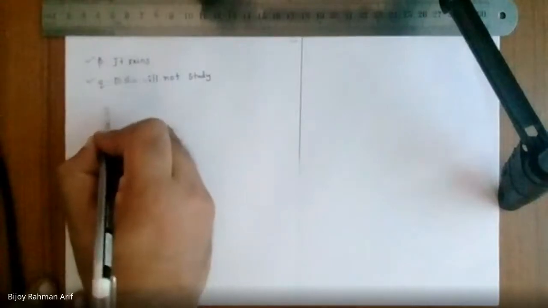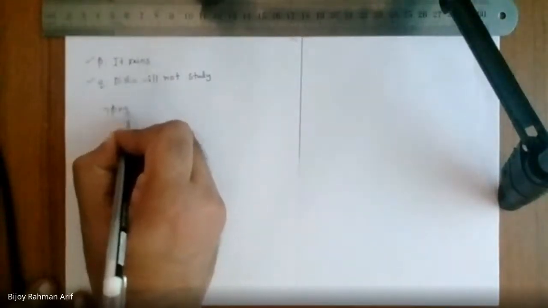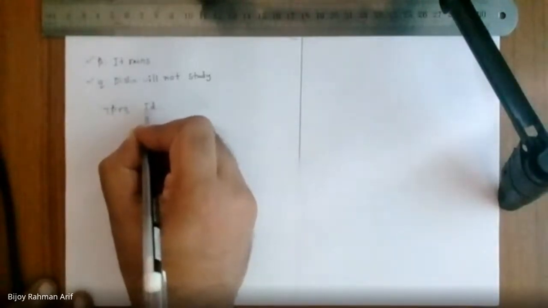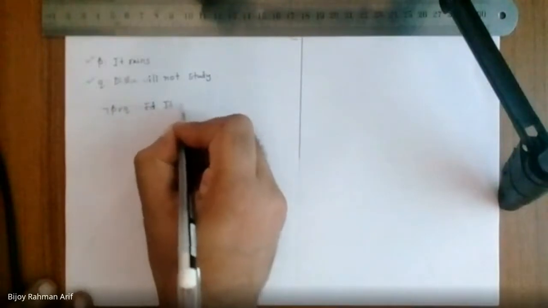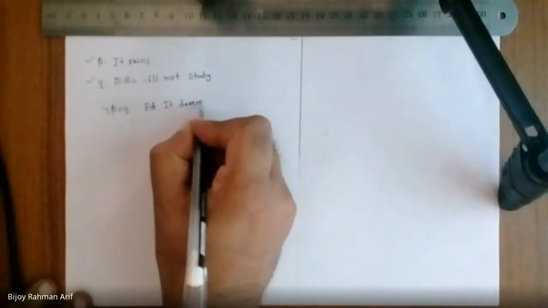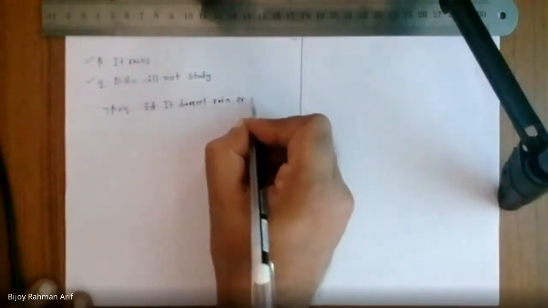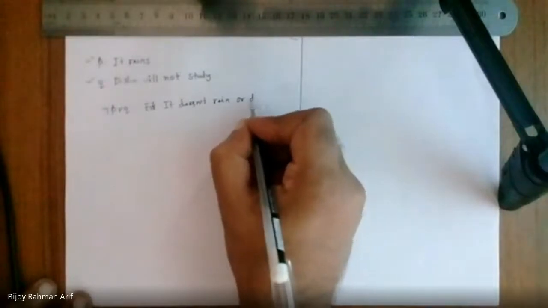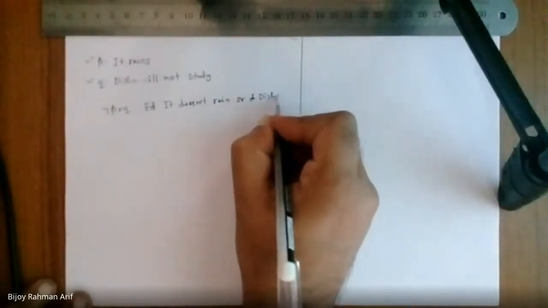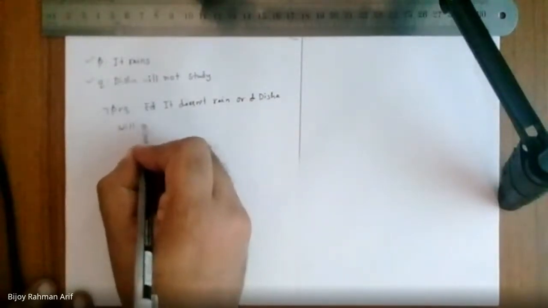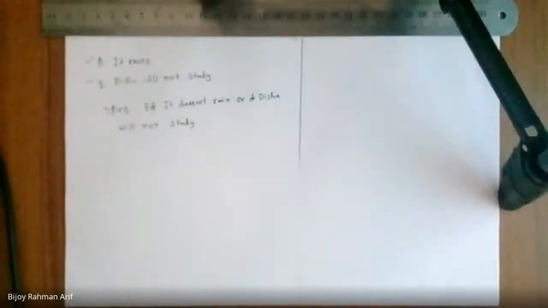Then not P or Q means it does not rain or Disha will not. Any problem with this? Do you have any problem with this?